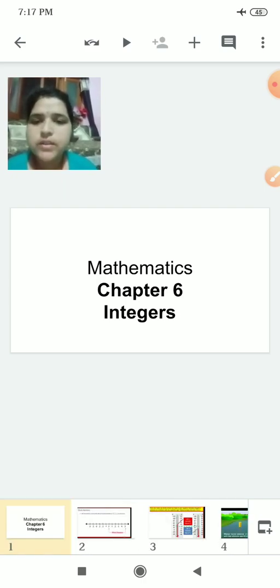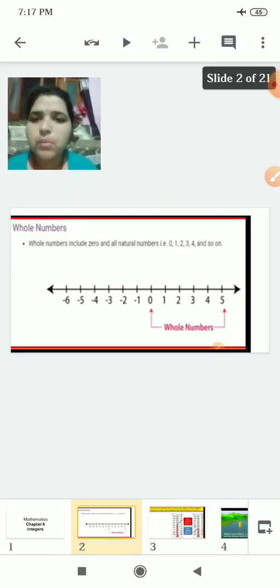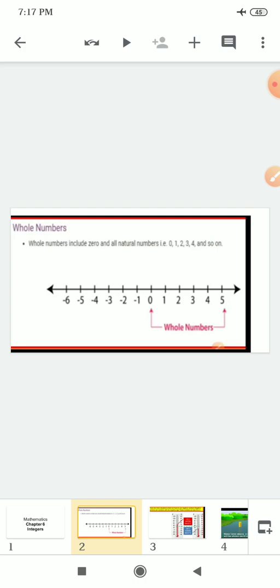So let's start with whole numbers. Whole numbers include 0. As you all know, whole numbers include 0 along with all natural numbers: 0, 1, 2, 3, 4 and so on. So whole numbers are the collection of 0 and natural numbers.